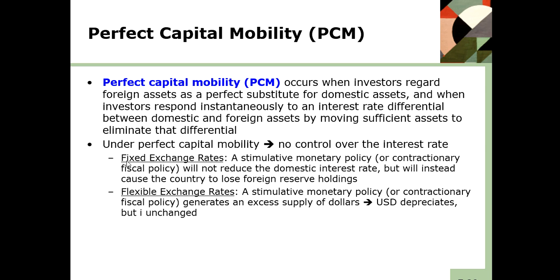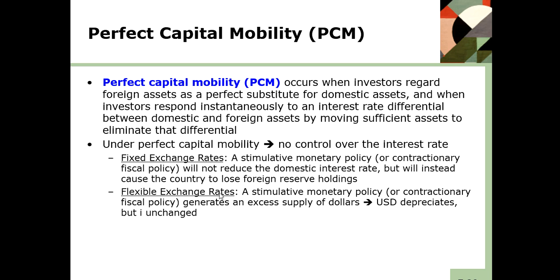Now, if the country is pursuing a fixed exchange rate, any stimulative monetary policy or contractionary fiscal policy will not reduce the domestic interest rate, but instead cause the loss of foreign reserve holdings, because this country will try hard to keep the exchange rate fixed, and they are using their reserves for this matter, so they lose their reserves.